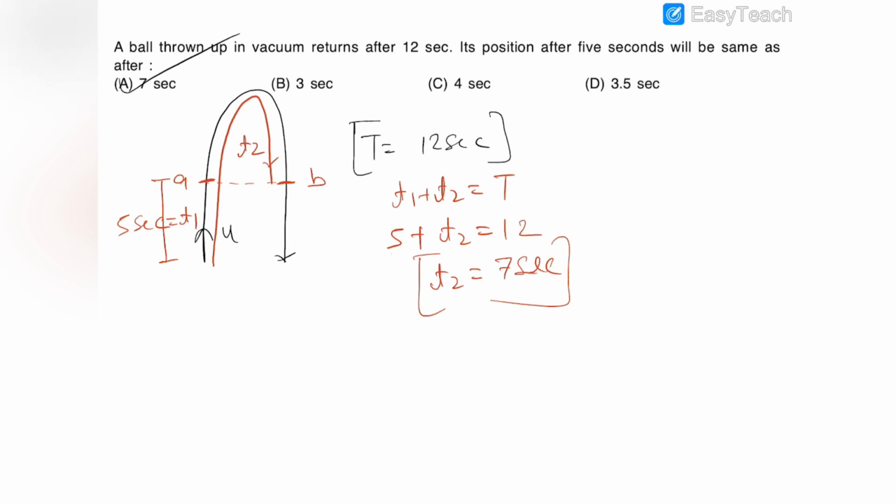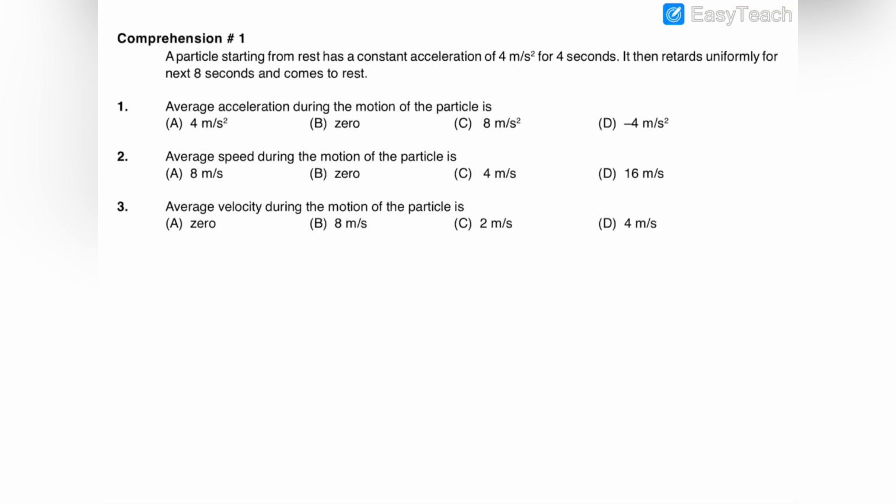Now we move on to the next question. In this problem, you can see that a particle is starting from rest and has a constant acceleration of 4 meters per second square for 4 seconds. Then it retards uniformly and comes to rest in the next 8 seconds. So first of all, we have to find out the average acceleration during the motion.